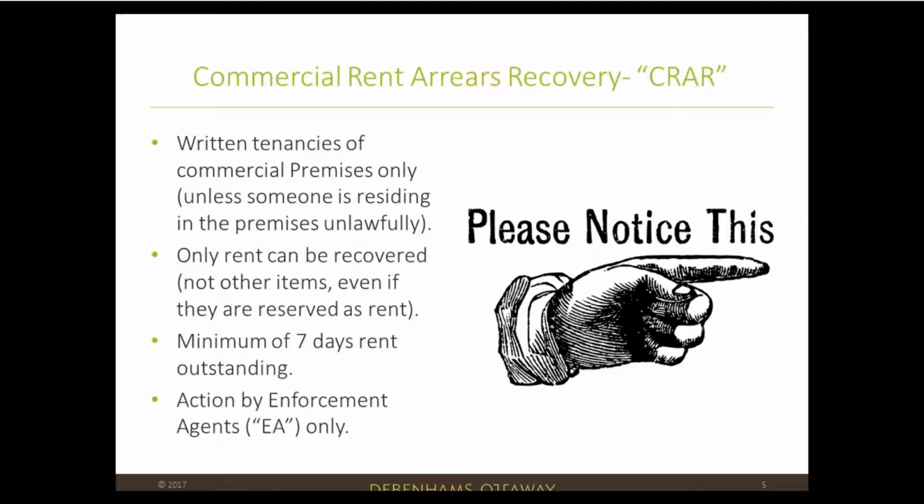Now, CRAR can only be applied if you have a written tenancy of commercial premises only. If, however, there is someone residing in the premises unlawfully, then you may still be able to use it. You can only recover pure rent. You can't recover, for example, service charges and insurance premiums, even if they're reserved as rent by the lease. In order to adopt the CRAR procedure, you must also have a minimum of 7 days' rent outstanding. That doesn't mean that the rent has to be outstanding for at least 7 days. It just means that there has to be the equivalent of at least 7 days' rent due.